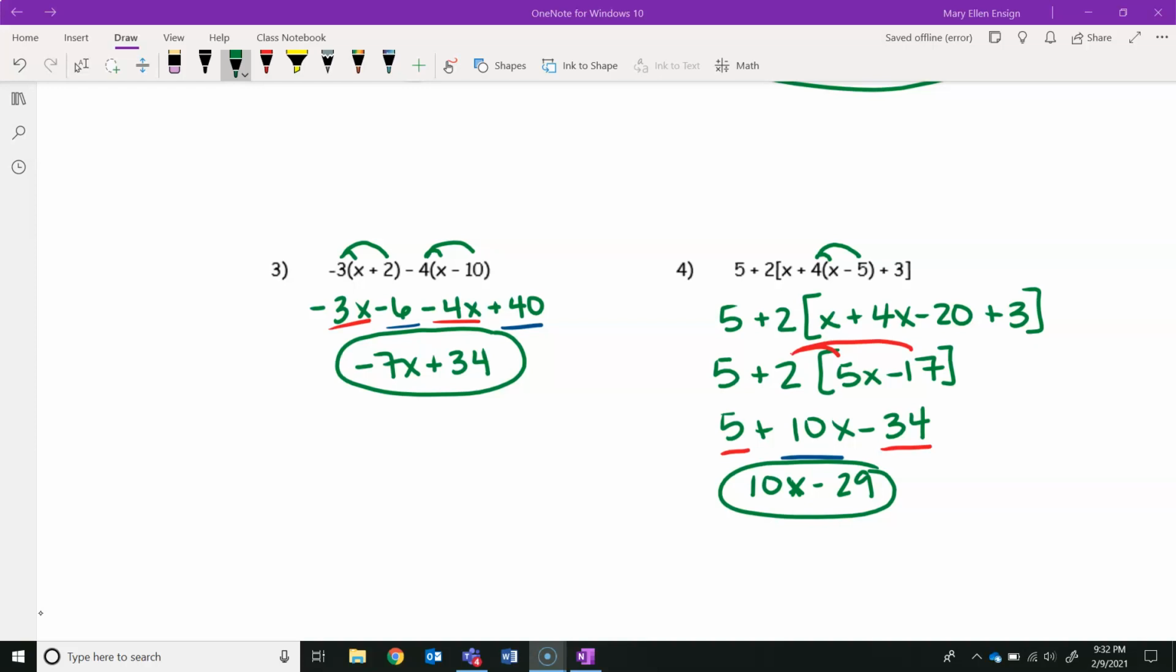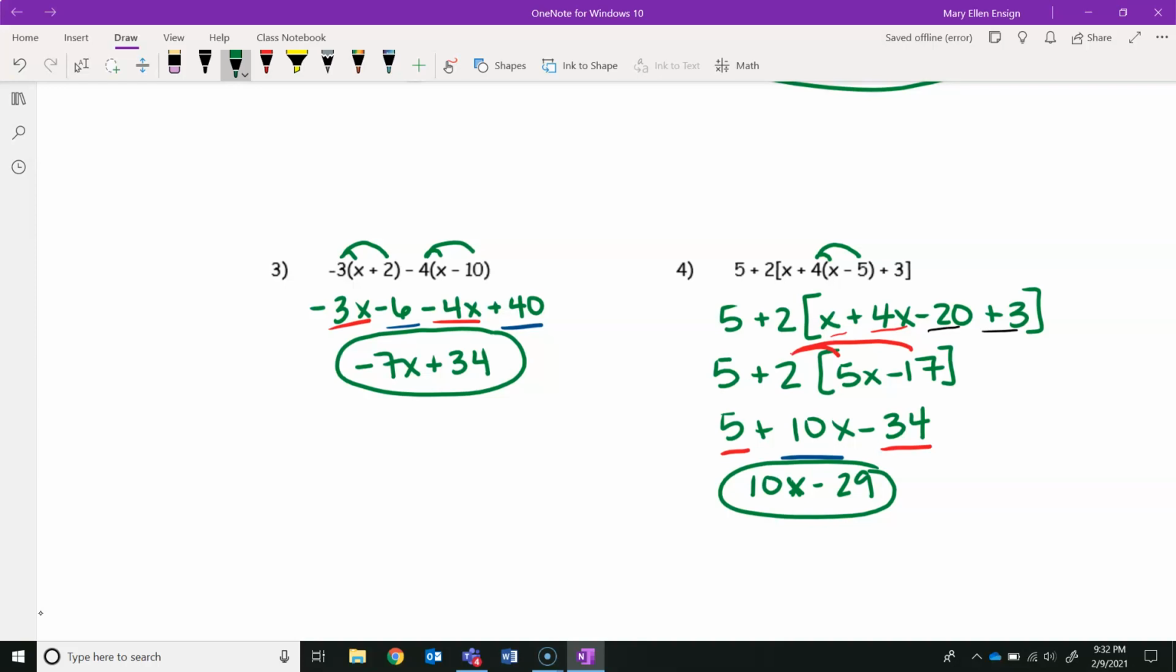So I rewrite everything else. Now, within this bracket, I can see that I have some like terms. I had x and 4x, and I have -20 and +3. So I can combine those, and I end up with 5x minus 17.